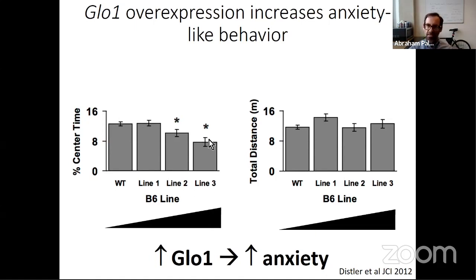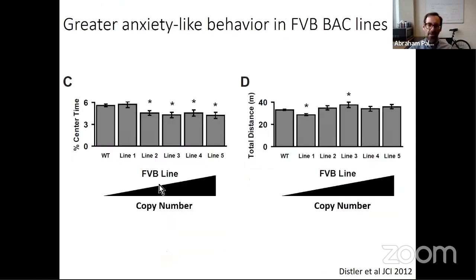And so that confirmed the idea that more GLO1 seemed to be associated with more anxiety-like behavior. And hearkening back to what I told you about the need to look on multiple strain backgrounds, we also did this on FVB, a different inbred strain background, and we saw the same pattern, that more copies of GLO1 were associated with more anxiety-like behavior.